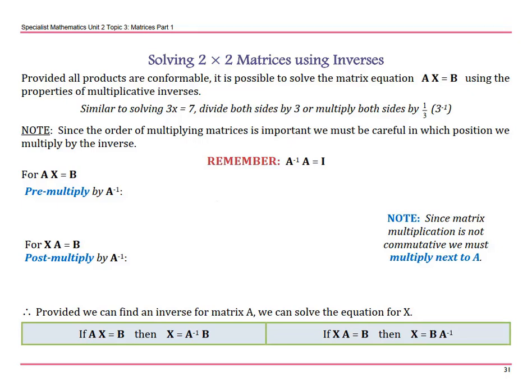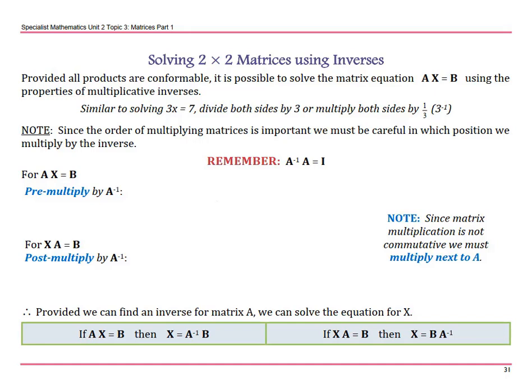Okay, so now we're looking at solving 2 by 2 matrices using inverses. Now, provided all products are conformable, meaning that we can multiply them, then it's possible to solve the matrix equation AX equals B using the properties of multiplicative inverses. Now, it's similar to solving something like 3x equals 7. We would divide both sides by 3.